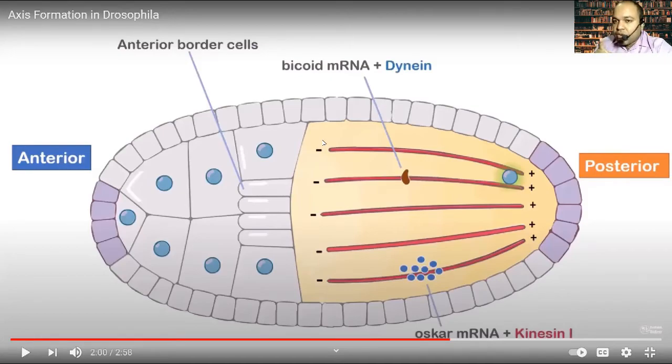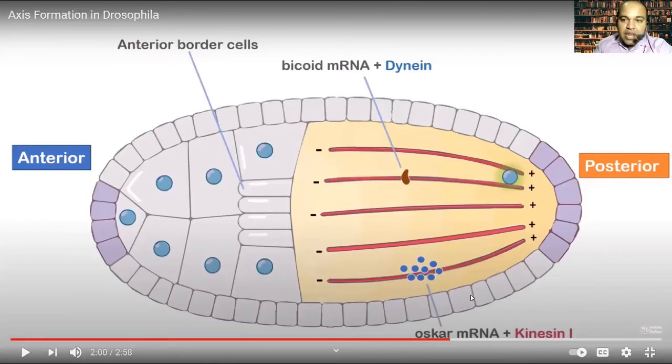Okay, and there you will find that dynein protein is a minus end directing motor protein. It will move over the microtubule and will cause the bicoid mRNA to be transferred towards the anterior side.